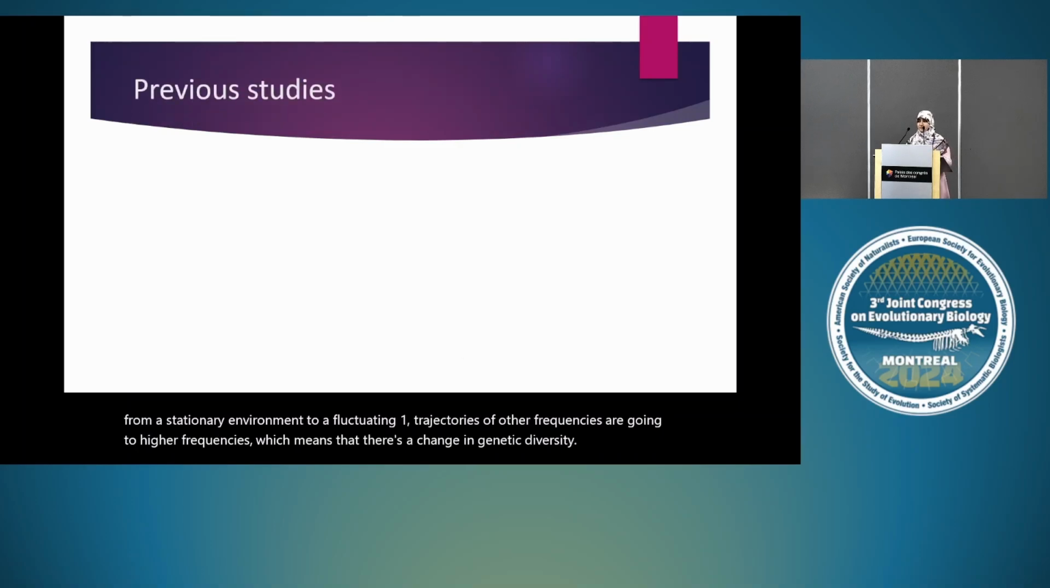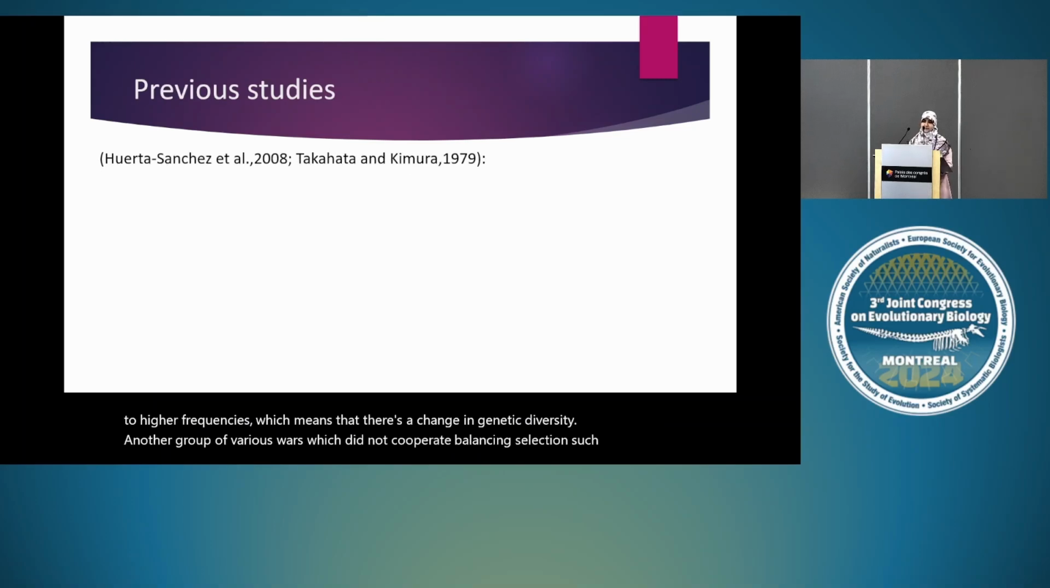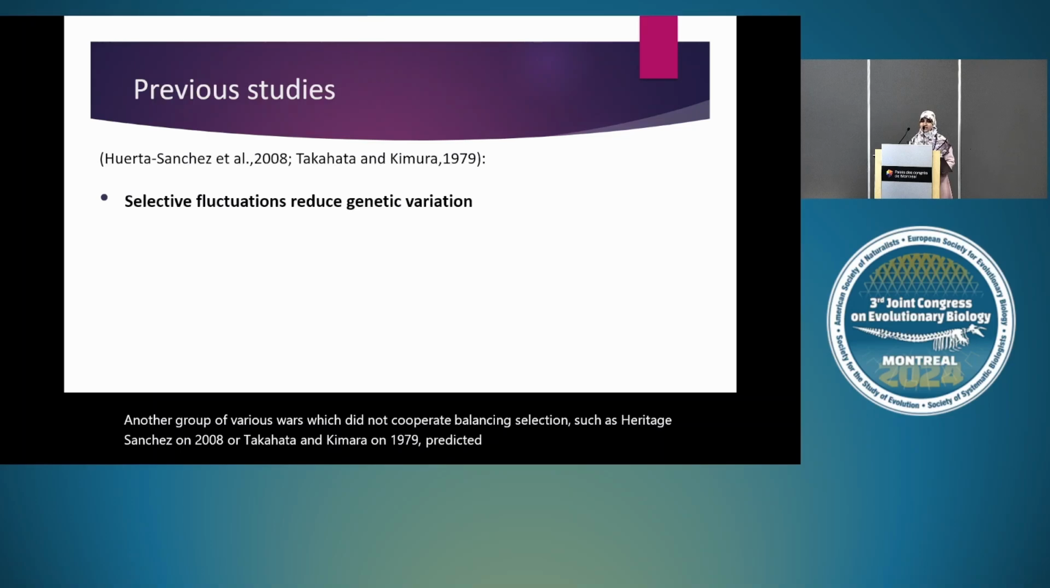Another group of previous works which did not incorporate balancing selection, such as Gillespie in 2008 or Takahata and Kimura in 1979, predicted that selective fluctuation actually reduces genetic diversity. The justification behind that is that selective fluctuation is a stochastic force, so we expect it to behave like genetic drift, which is the essence of adding some noise in our model, and that pushes mutations to fixation or loss.